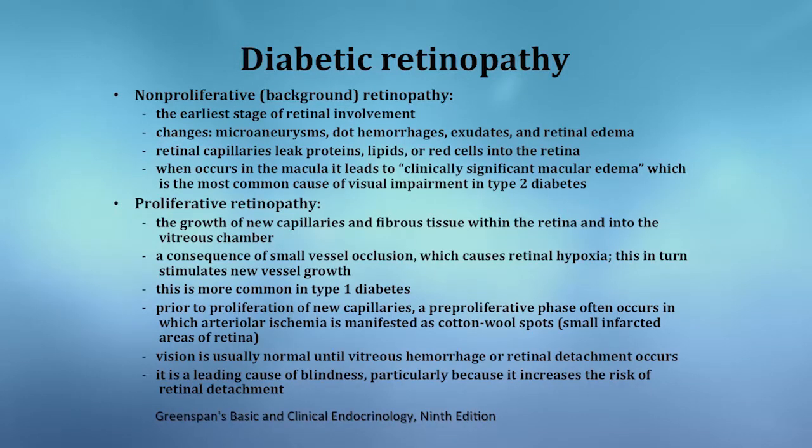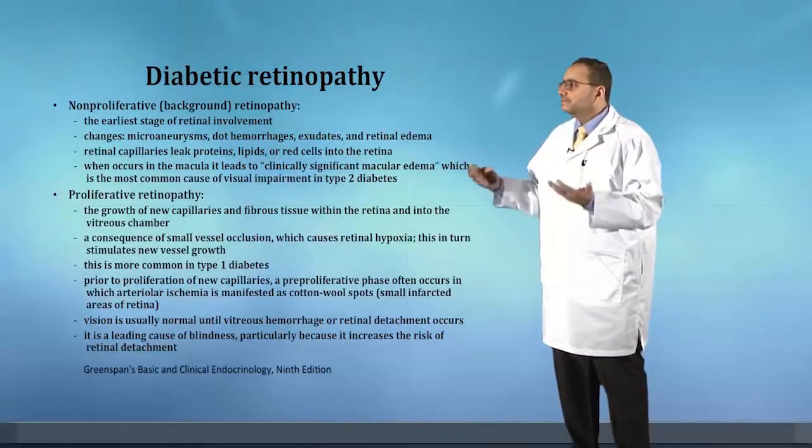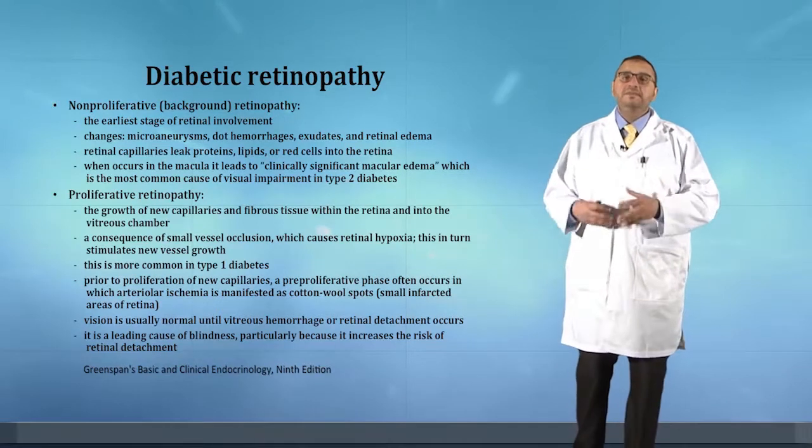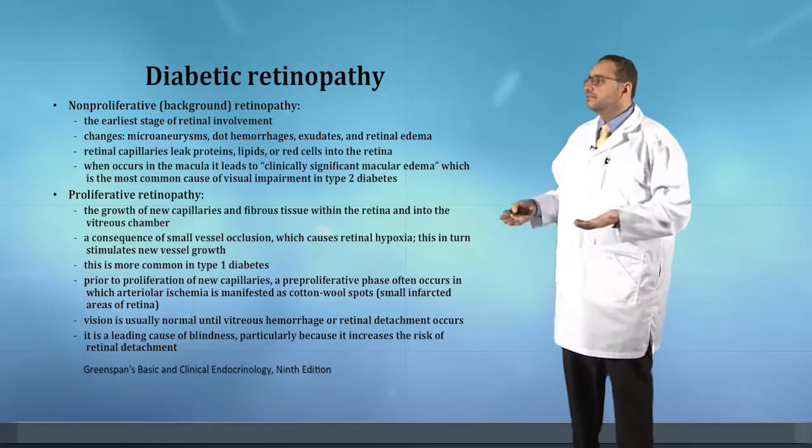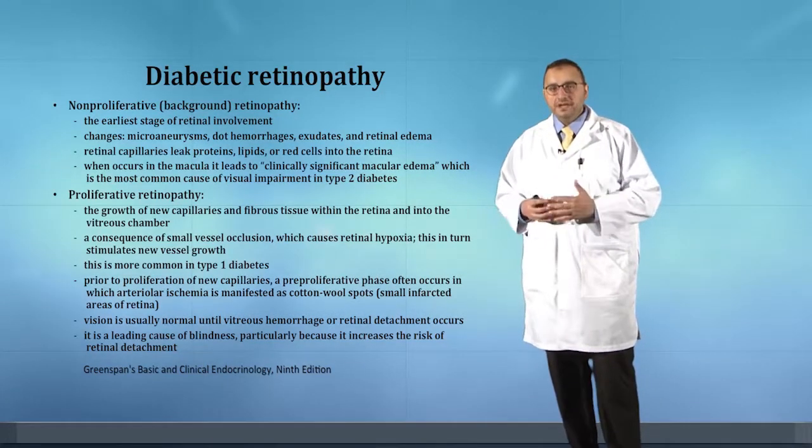The non-proliferative diabetic retinopathy is mainly the earliest stage of retinal involvement. It will be a change in the microvasculature with some dot hemorrhage and exudate and retinal edema. The retinal capillaries leak lipids and red cells, which will cause some retinal ischemia and deposits. This can lead to clinically significant macular edema, which most commonly presents to the patient as decreased vision, or they will see some haziness in their vision, and it might lead to visual impairment in diabetic type 2.